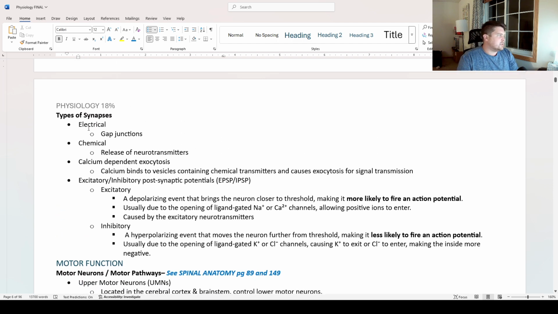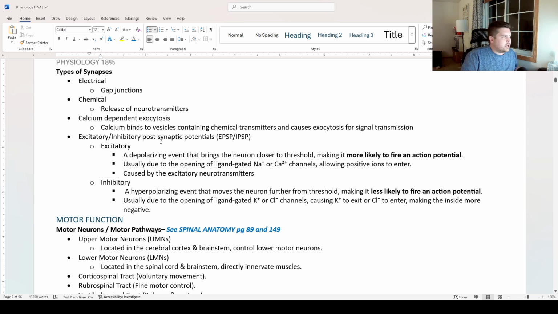Different types of synapses. We'll come back to a lot of these, and we'll see these specifically. A lot of this is kind of introductory. We have electrical synapses, such as gap junctions. Those are found primarily in the heart. Chemical synapses, which cause release of neurotransmitters. We'll talk about those with skeletal muscle. Calcium-dependent exocytosis is where calcium binds to vesicles. Vesicles are little holding containers for neurotransmitters, and then they cause those vesicles to leave the cell. We'll see that as well when we talk about the process of skeletal muscle contraction.